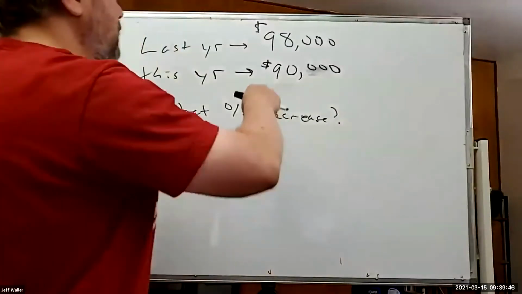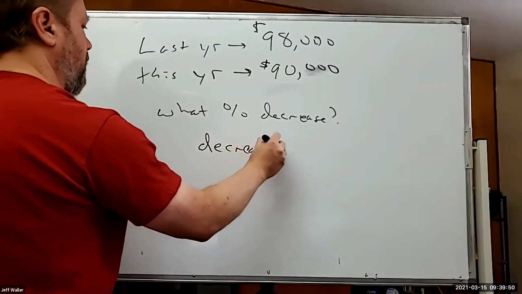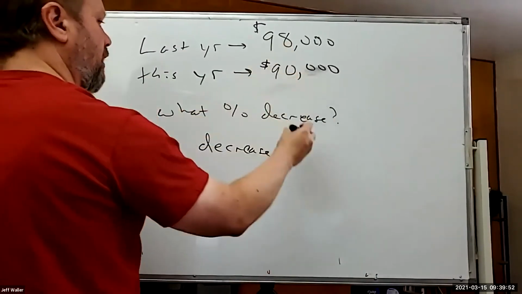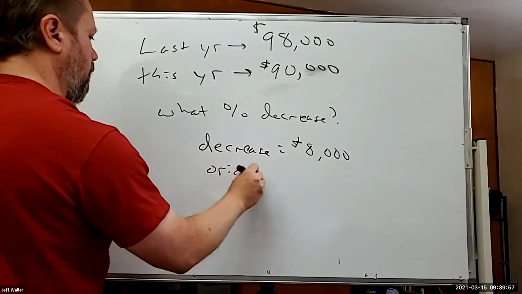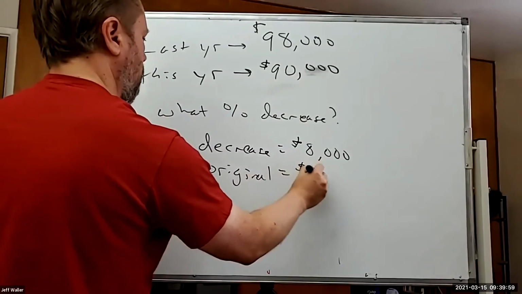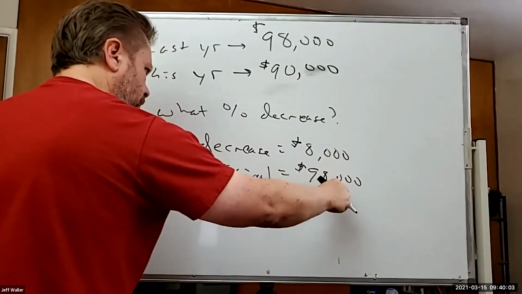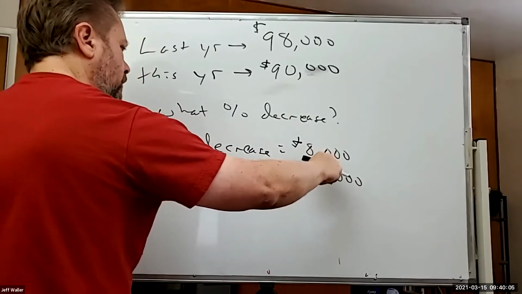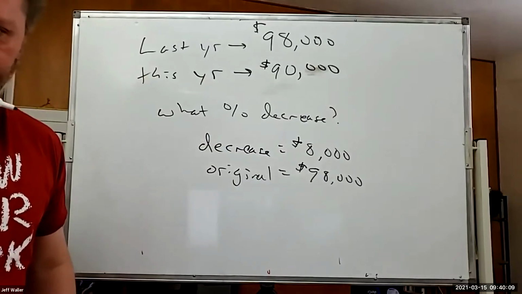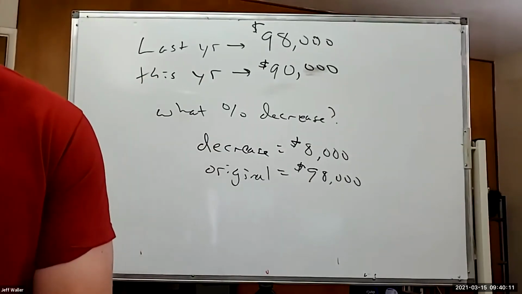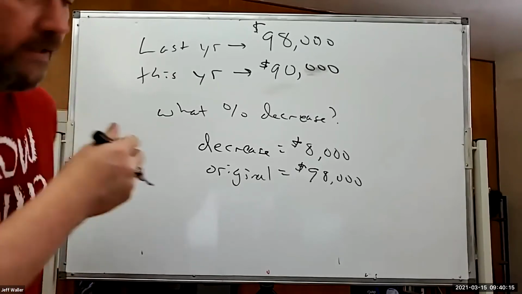Well, how much was the decrease? How much did it go down by? 8,000. Mhm. What was the original? 98,000. So divide those two. That's what I did wrong. 8,000 out of the original amount. Oh. 8%? That's better. Maybe round it to 1 decimal place.